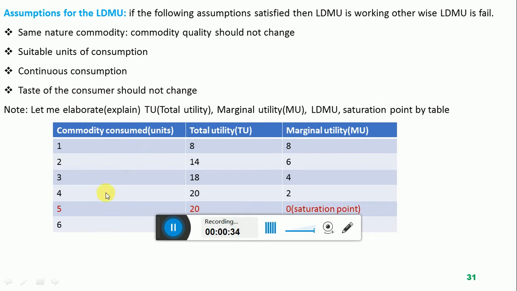The first column defines the number of units consumed, the second column defines total utilities of the different units consumed, and the third column defines marginal utilities of the different units consumed. So according to the law of diminishing marginal utility, every next unit will provide less utility. This is very clear from this data table. Suppose the consumer is consuming apple.